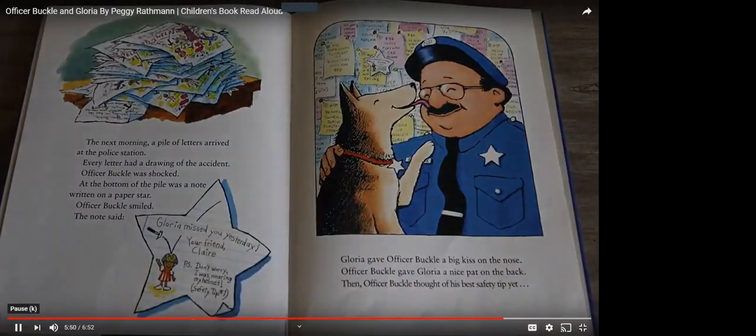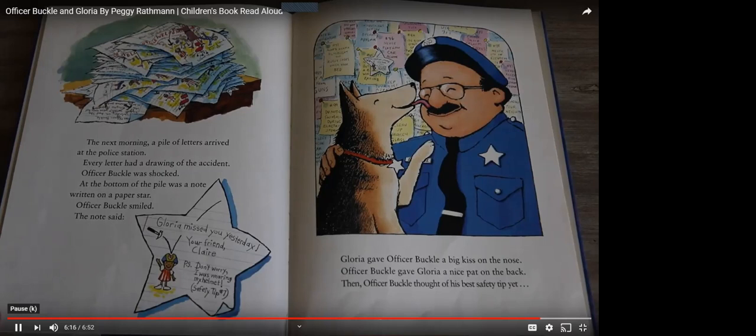The next morning, a pile of letters arrived at the police station. Every letter had a drawing of the accident. Officer Buckle was shocked. At the bottom of the pile was a note written on a paper star. Officer Buckle smiled. The note said, Gloria missed you yesterday. Your friend Claire. P.S. Don't worry, I was wearing my helmet.